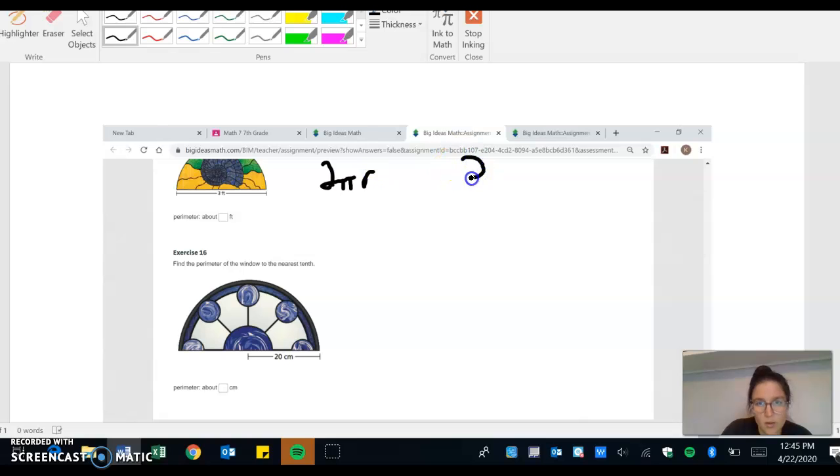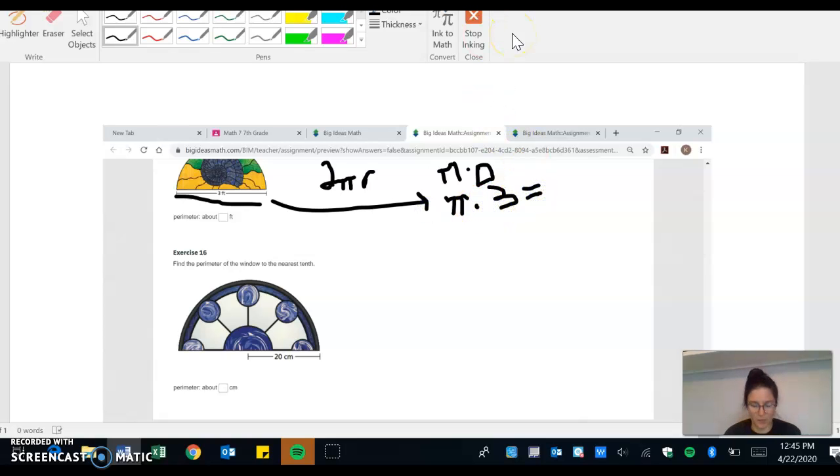or pi times diameter. So right here we're given the whole thing. We're given diameter, so we're going to go the pi times diameter route for the circumference. So we're going to do pi times 3. If we use 3.14 for pi, that is going to be 9.42.